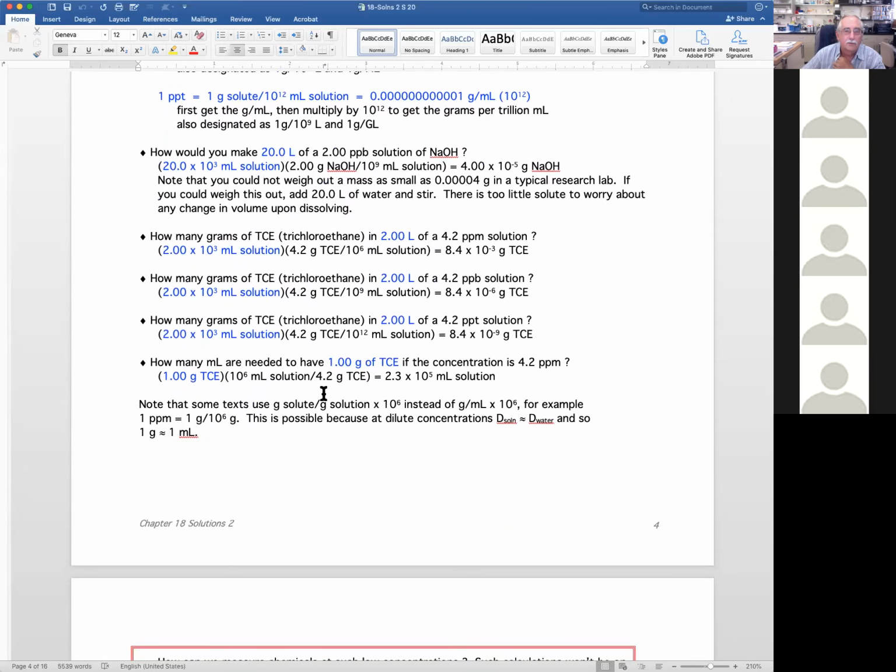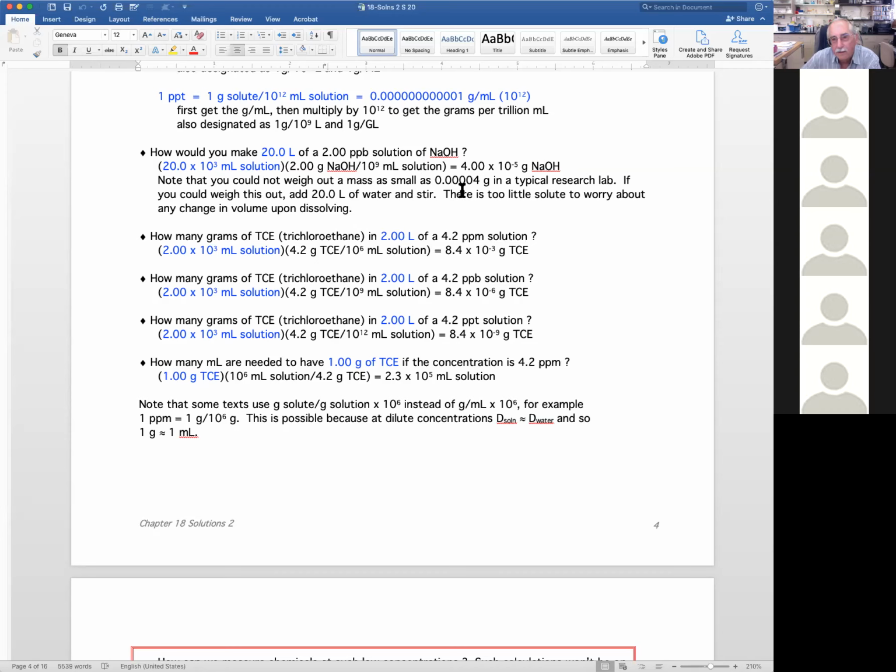So how would you make 20 liters of a 2 parts per billion solution of sodium hydroxide? Okay, well, 20 liters is the same thing as this many milliliters. Get rid of milliliters, keep grams, and I need that many grams to go in 20 liters. You know what? You can't weigh that out in the normal research lab. It's too small.